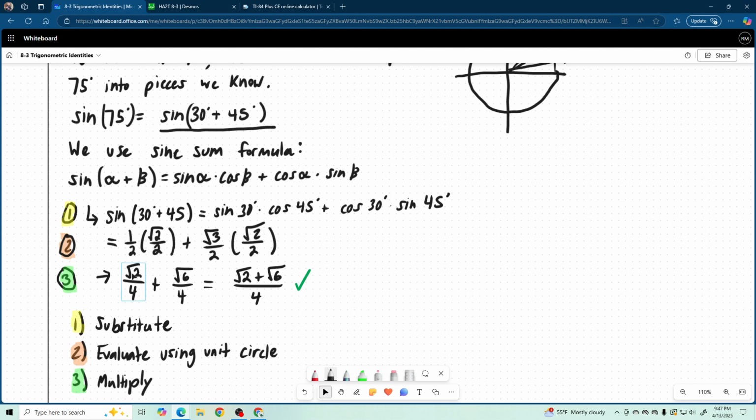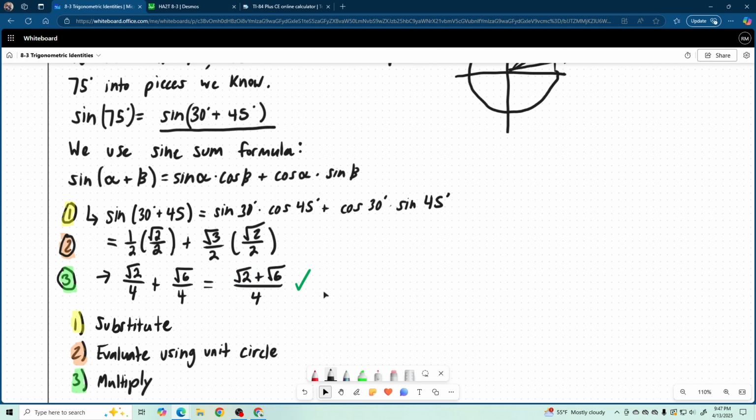And if you remember your radical addition properties here, you might as well think of the square root of 2 as an x and the square root of 6 as a y. You can't add them together. They're completely different numbers, but you can combine them so that we can get this all into one term. So we can rewrite this as the square root of 2 plus the square root of 6 all over 4. And this is an exact answer, right?